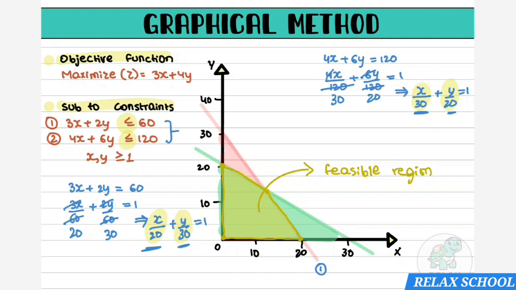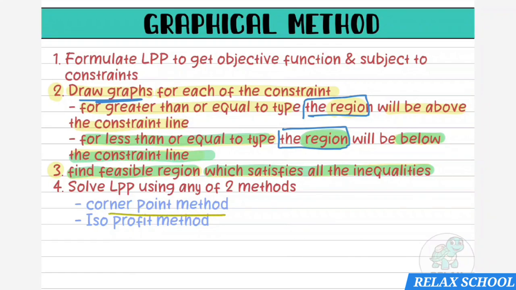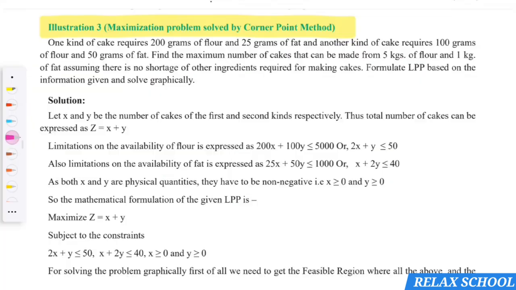So this is what I want you guys to understand before I move on to solving using the corner point or isoprofit method. So this was the third illustration in the CMA Final Strategic Cost Management Study Material, which deals with a maximization problem solved by using the corner point method. So let's look into the problem.